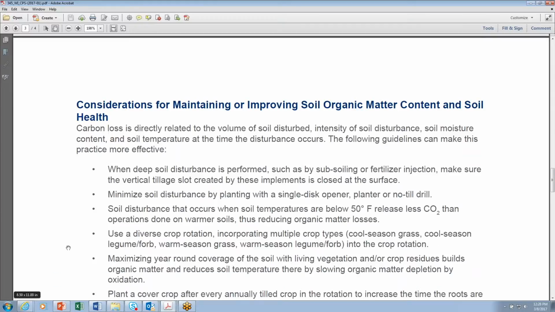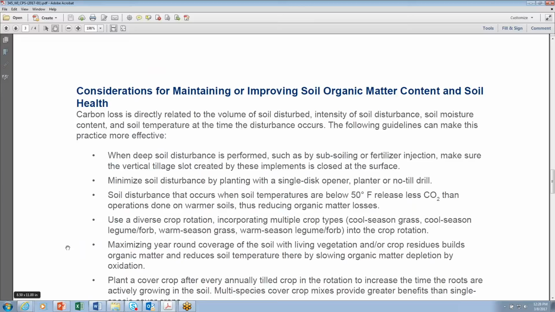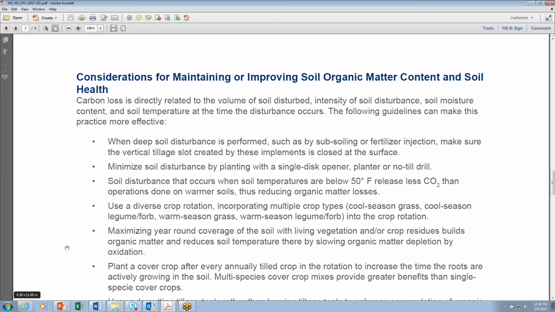Organic matter content and soil health. I like this section because it really does talk about the values that we are trying to instill in regards to soil health. Again, if you do your soil disturbances below 50 degrees, you're going to have less negative impact on carbon dioxide. In other words, warmer soils break down that organic matter quicker. So fall tillage is better, or spring tillage before that ground gets a chance to warm up.